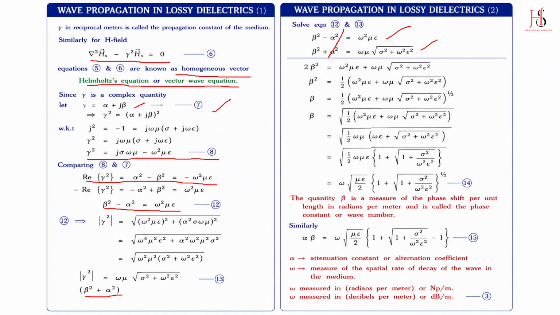Similarly, we can also write it for alpha. This is not beta, this is for alpha. So alpha is equal to omega square root of mu epsilon by 2 into square root of 1 plus sigma square divided by omega square epsilon square minus 1. Where alpha is your attenuation constant or attenuation coefficient, the measure of spatial rate of decay of the wave in the medium, and it can be measured in nepers per meter. It can also be measured in decibels per meter or dB per meter.